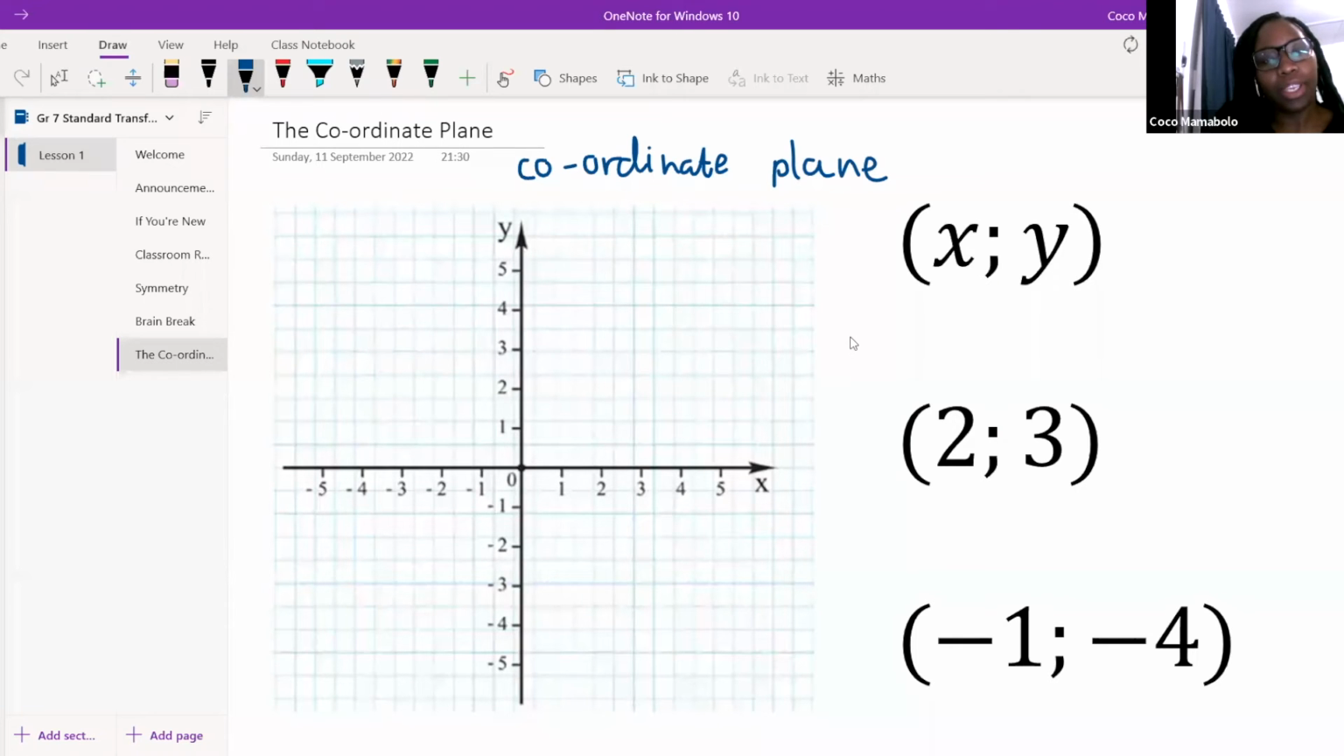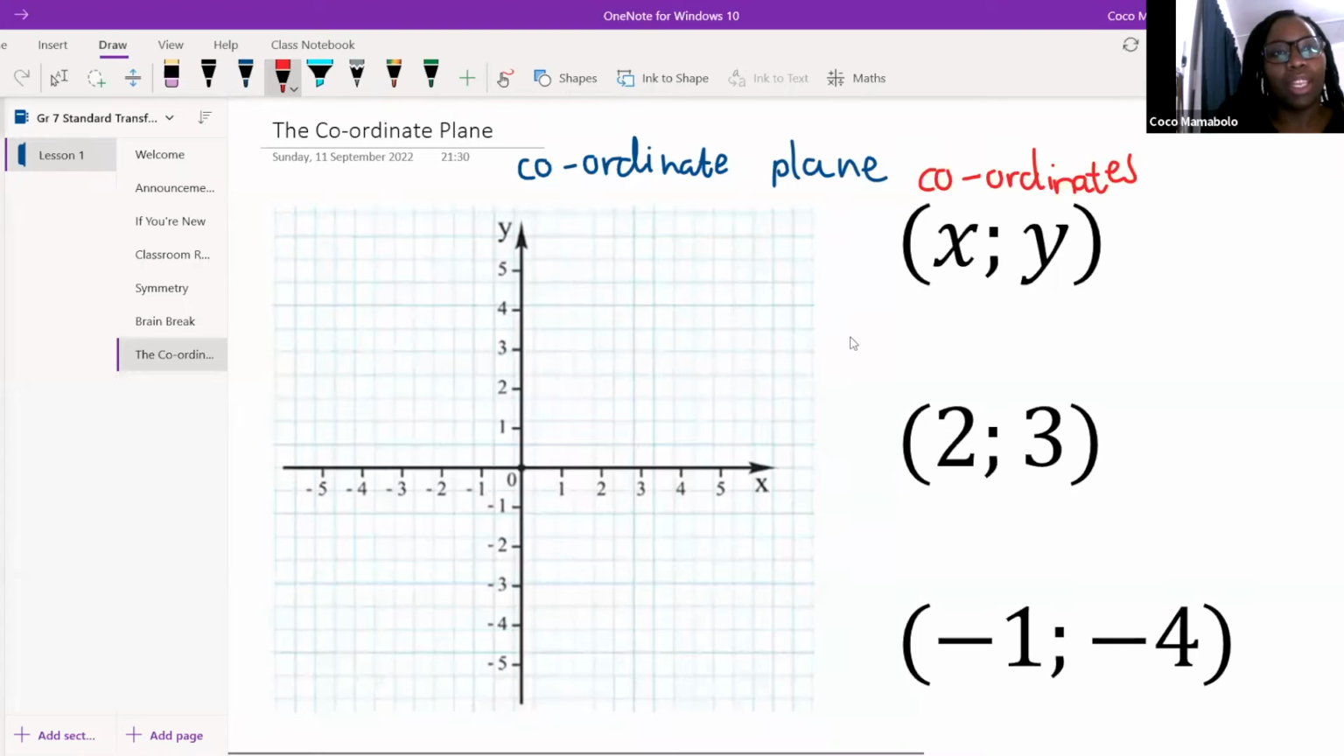Coordinate plane. Okay. And what we're going to be looking at here is calculating for coordinates. Now, coordinates are exactly as they sound. They're going to tell us almost like on a map where we are going on this coordinate plane.